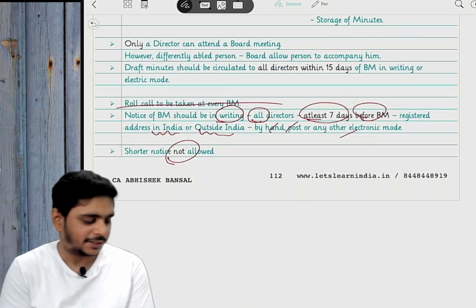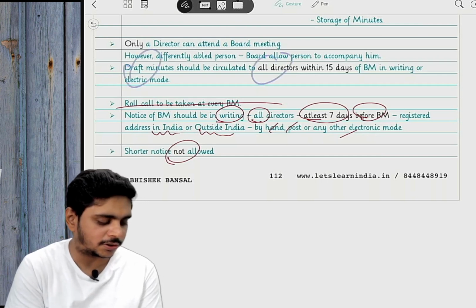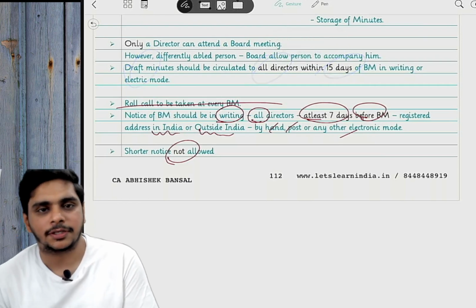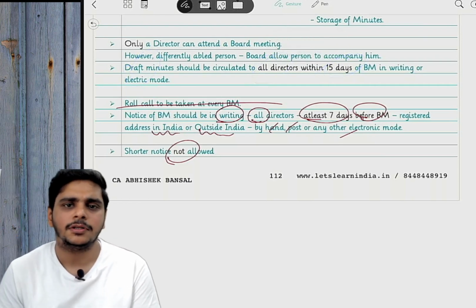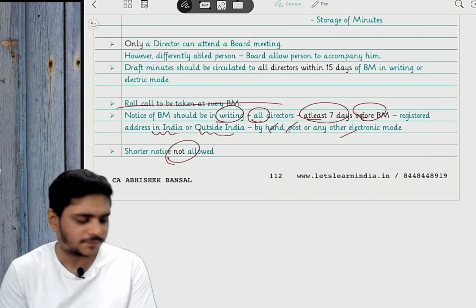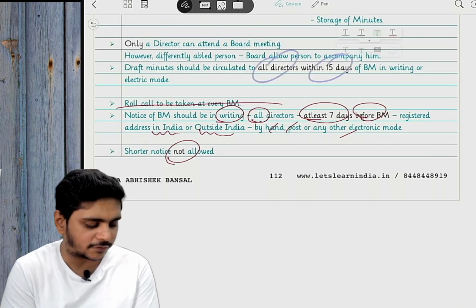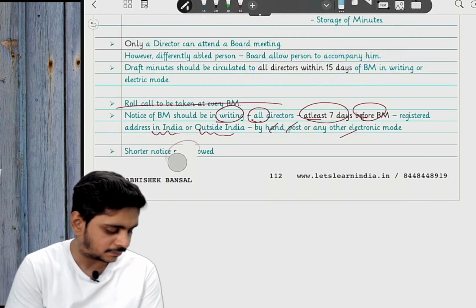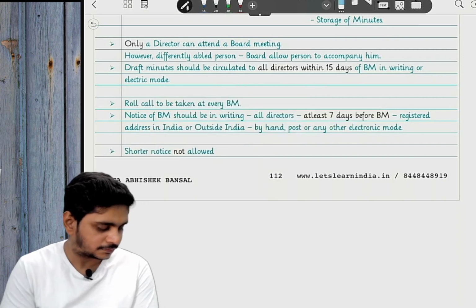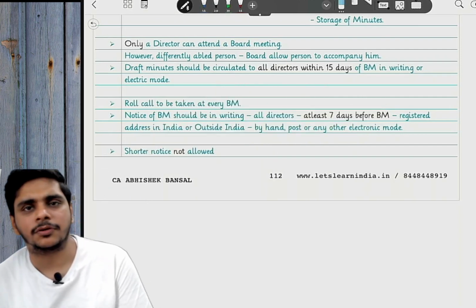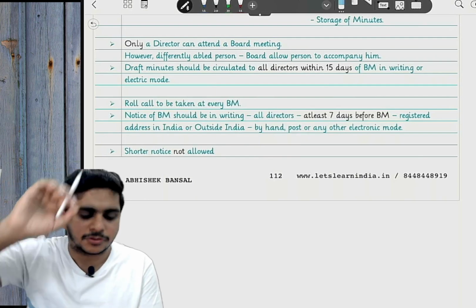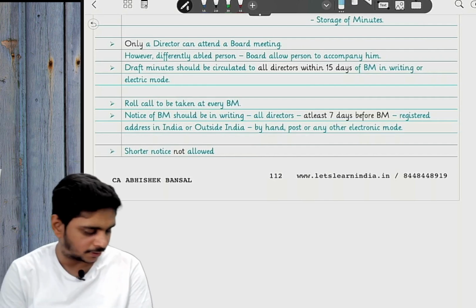Then the draft minutes should be circulated to all the directors within 15 days of the board meeting, in writing or electronic mode. Clear? Then roll call is to be taken at every board meeting. Roll call means attendance. Whoever is present, raise your hand. So roll call should be taken at the board meeting.